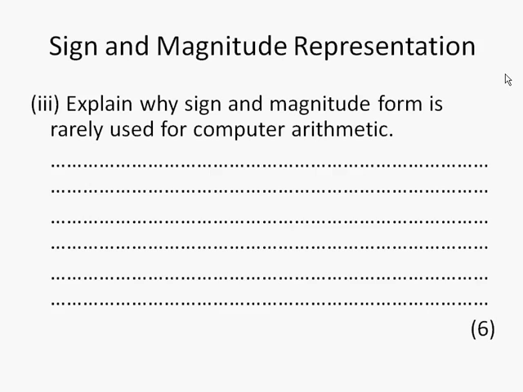So pause the video, have a look at this example question from an exam, which is worth a lot more marks than the previous one we looked at. And that might explain to you why it's good to know about the advantages and disadvantages of sign and magnitude too. In the next video we shall look at the other way of representing negative binary, which is called 2's complement.